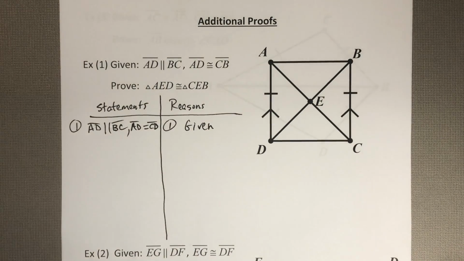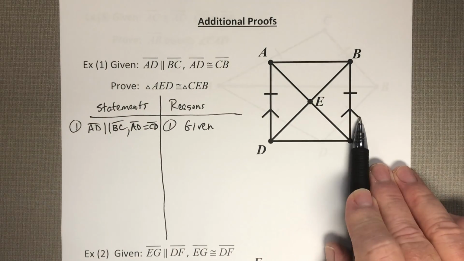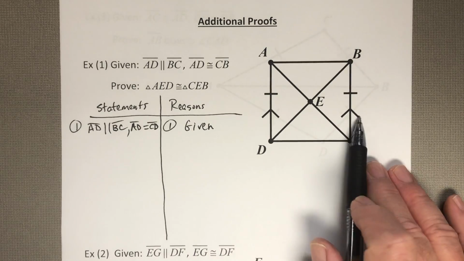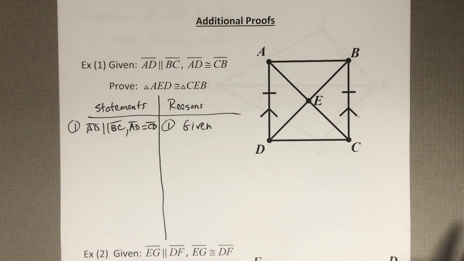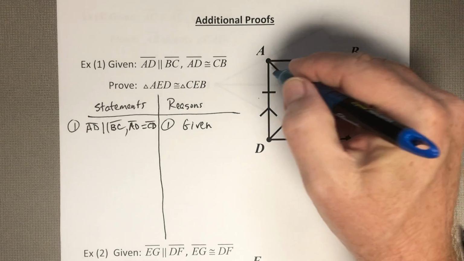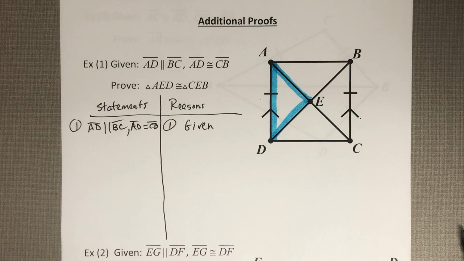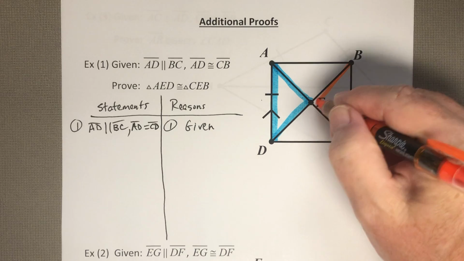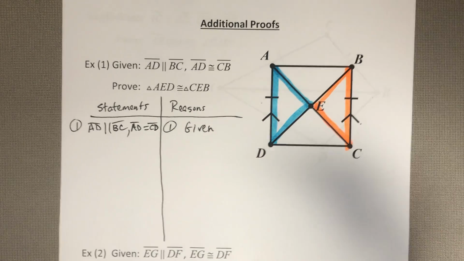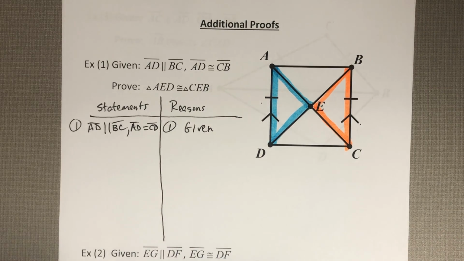I'm going to mark it. It's already marked, excuse me: segment AD parallel to segment BC, and that they're congruent. What I'm going to do is highlight triangle AED, which is that triangle right there. I'm also going to highlight the triangle I'm trying to prove it's congruent to in a different color, triangle CEB. Right now, I currently have one pair of parts marked congruent. I need more.